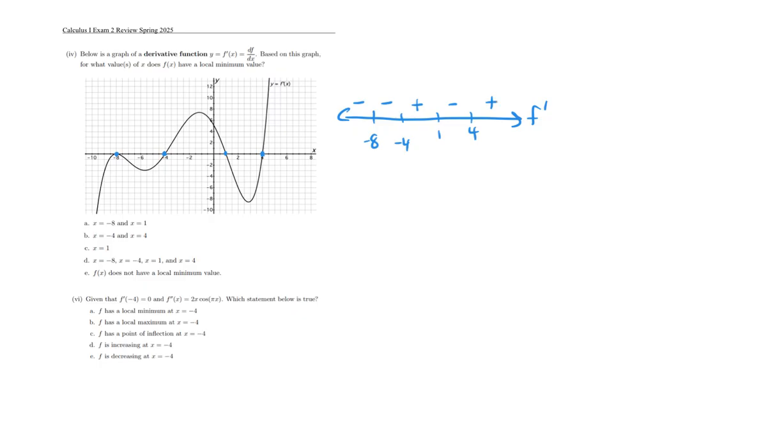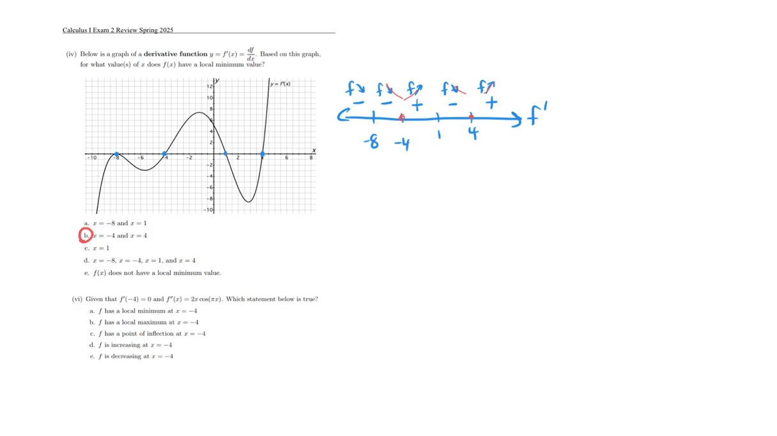If the derivative is negative, that means f is decreasing on these negative bits. f is increasing when f prime is positive, and f is decreasing when f prime is negative. So if I'm looking for minimum values, I want to see when it goes from decreasing to increasing. That happens here and here, so at -4 and 4. So the correct answer is B.